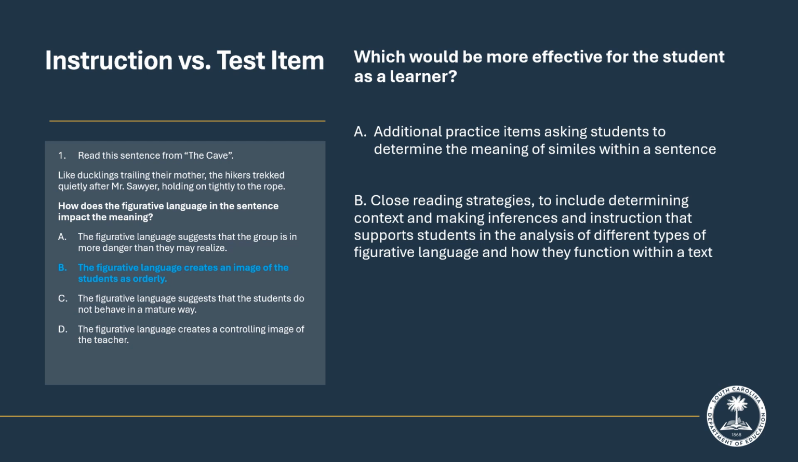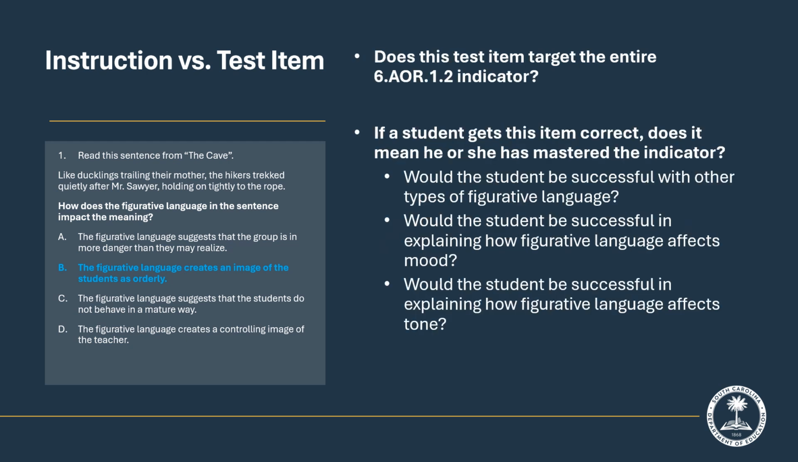If you use this sample item with your students to only focus on simile, and other types of language are assessed on SC Ready or the end of course exam this year, how might that impact students? One thing to remember about summative assessment is that we are limited in how we can ask questions. Because we use a lot of selected response items, we can only assess one piece of an indicator with one question. This is why instruction must focus on the full indicator and not just on one section.